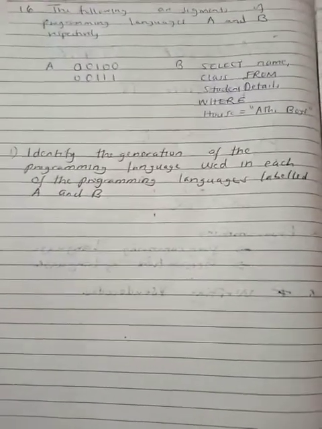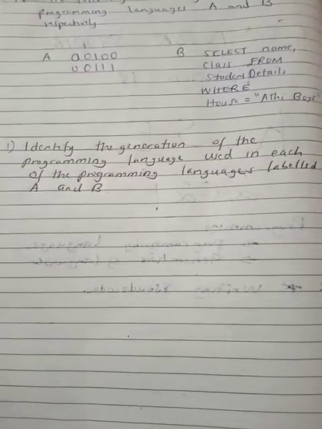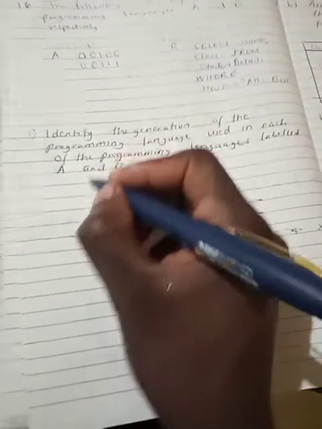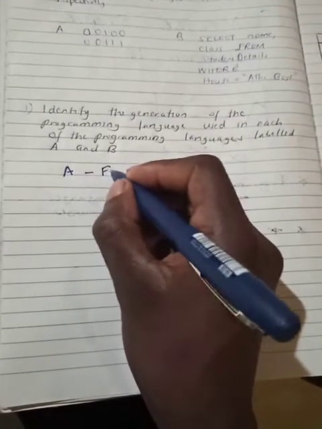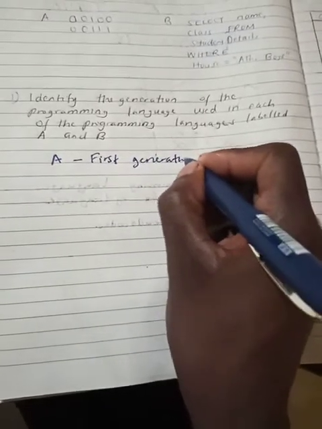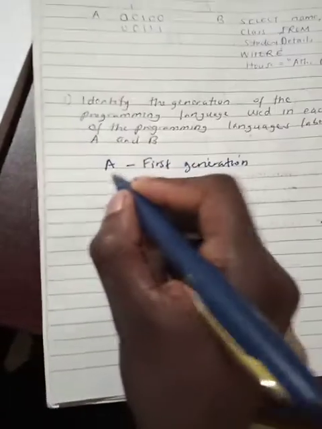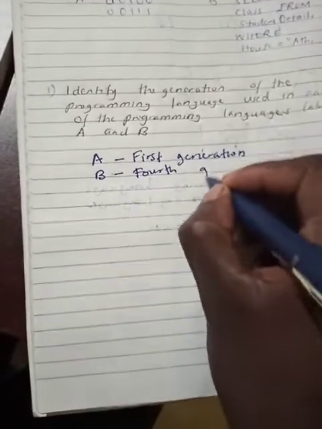So the first part of the question was asking the student to identify the generation of the programming language used in each of the programming languages labeled A and B. So the expected responses were: for A, this is a first generation language. And for B, this is a fourth generation.